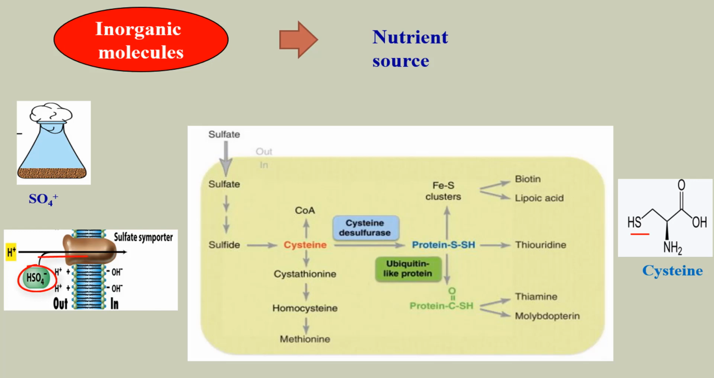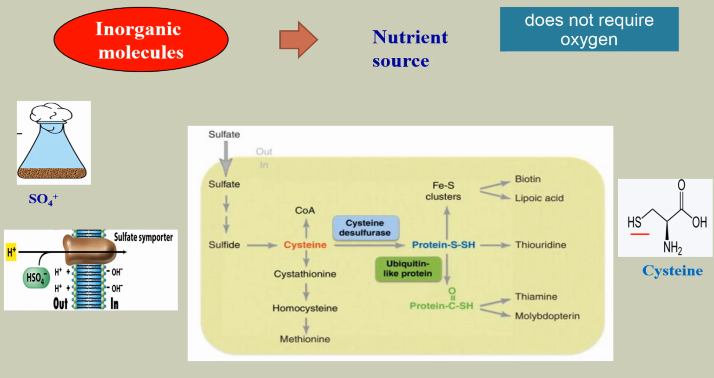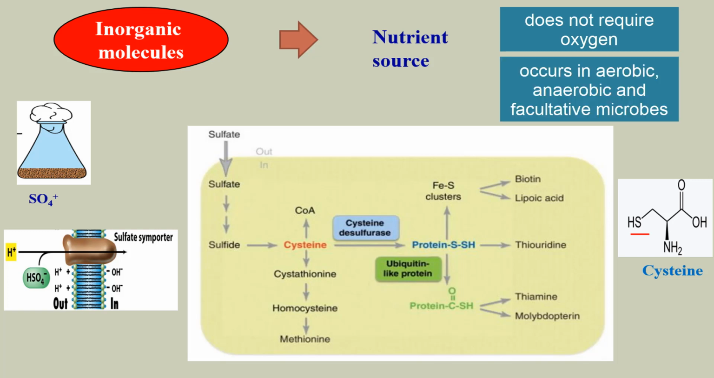So the sulfate is transported into the cell through this transport protein, and once in the cell, sulfate is reduced to sulfide and then converted to cysteine, which is an amino acid containing sulfur. The cysteine is then used to synthesize proteins. So in assimilative inorganic metabolism, the inorganic compounds are reduced in the cell and then incorporated into organic compounds as macromolecules. Assimilative inorganic metabolism does not require oxygen, so it occurs in all aerobic, anaerobic, and facultative anaerobic microbes.